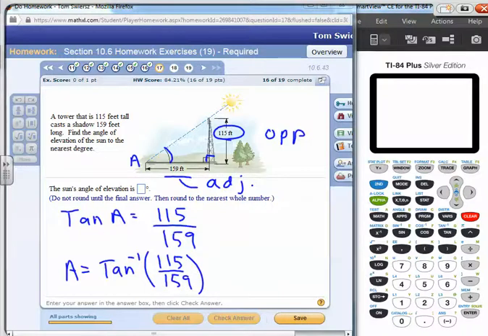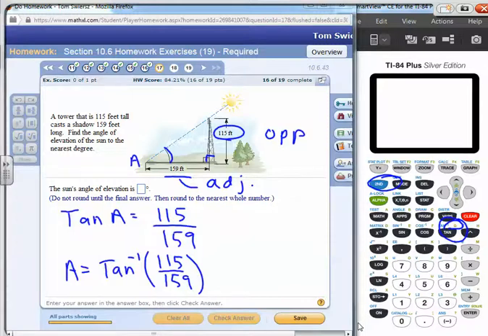Now again, the tangent inverse keys are in blue on your TI-84. If you're using a cheaper scientific calculator, usually it'll be marked tangent inverse and tangent, so you may have to use the second key, or maybe a completely different key. On the 83 or 84, you use the second key first, and then tangent gives you the blue, which is the tangent inverse. Then you put in 115 divided by 159.